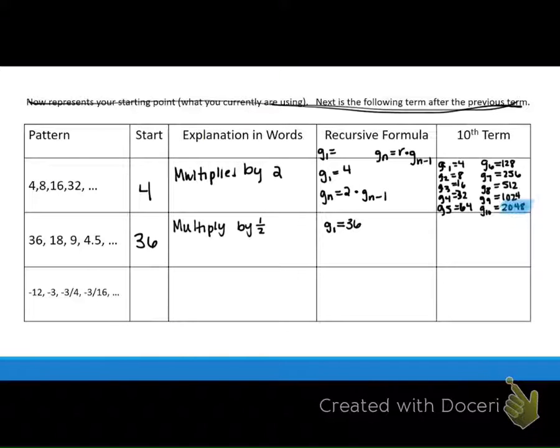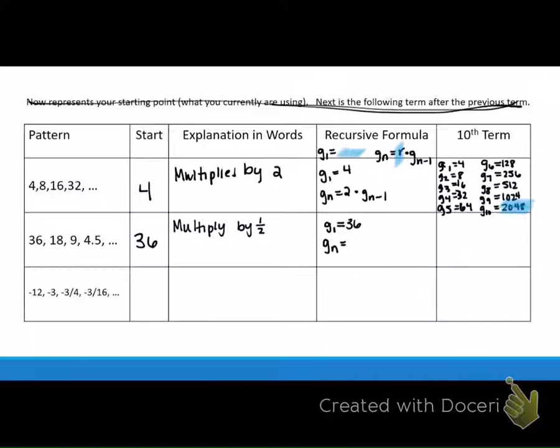Remember, we only replace these pieces in the formula. Okay? So try that. So we did G sub 1 equals 36. So what's the next part? Times G. No, that's a separate part. So then it's G sub. Okay, I see where we are now. Now it's G of n equals. We're multiplying by what? By half. So what goes in for R? Okay, so then 1/2 times what? Times G, and then the n minus 1.